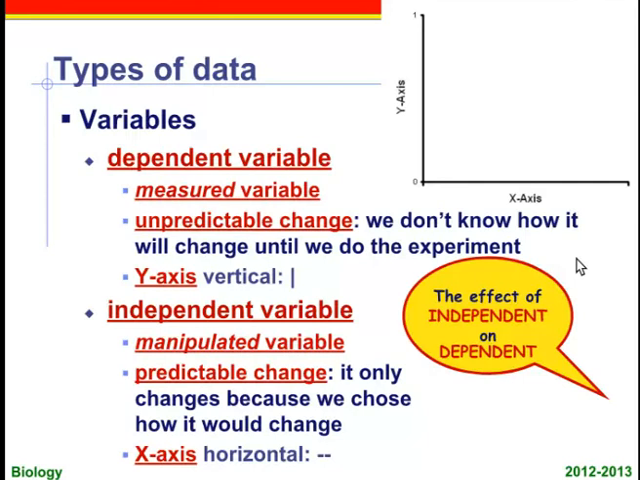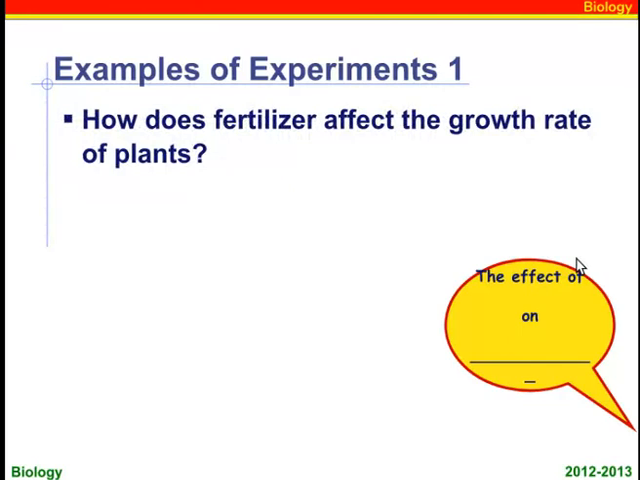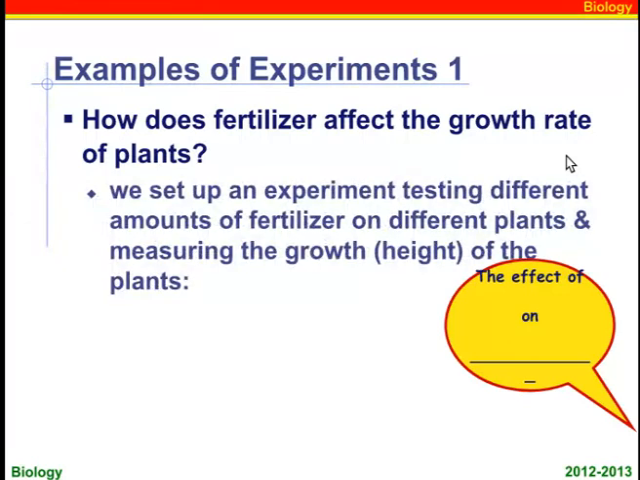All right, so let's take a look at some of this stuff in some examples. Here's experiment number 1. Let's say we're trying to answer the question, how does fertilizer affect the growth rate of plants? If we put fertilizer on it, we want to know how it changes, how quickly, that's the rate of the growth of plants.